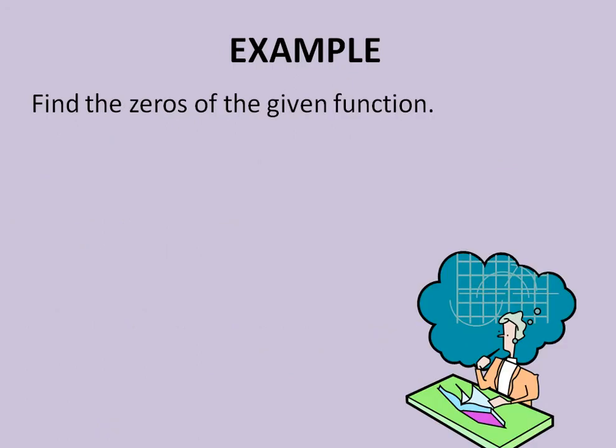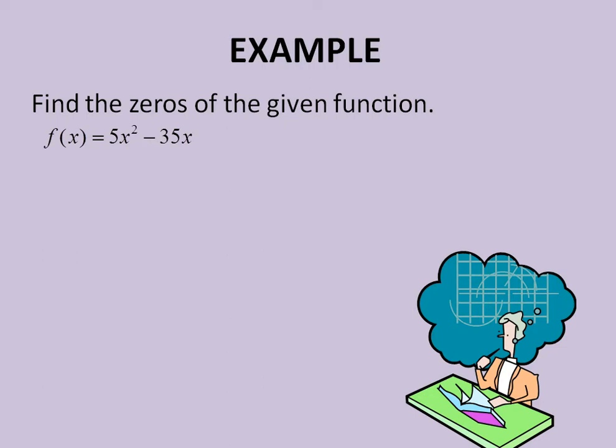Okay, one more example. We're looking now at a quadratic function, and we are asked to find the zeros of that given function. Well, finding the zeros is basically finding the solutions. It's basically the same thing. We're going to use the same techniques. Finding the zeros of a function is basically finding the values for which that function is equal to 0.